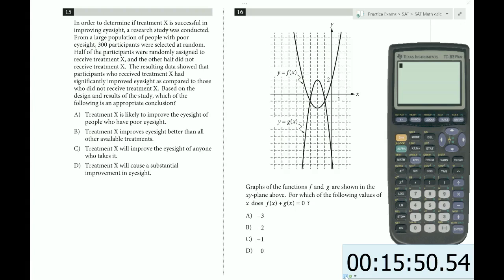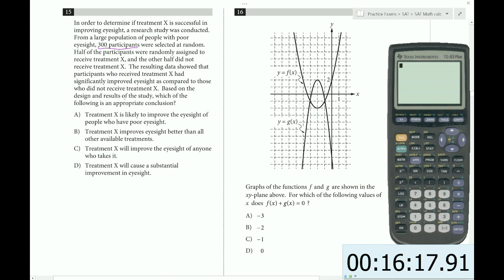In order to determine if treatment X is successful in improving eyesight, a research study was conducted. From a large population of people with poor eyesight, 300 participants were selected at random. Half of the participants were randomly assigned to receive treatment X, the other half did not receive the treatment. The resulting data showed that participants who received treatment X had significantly improved eyesight as compared to those who did not receive treatment X.